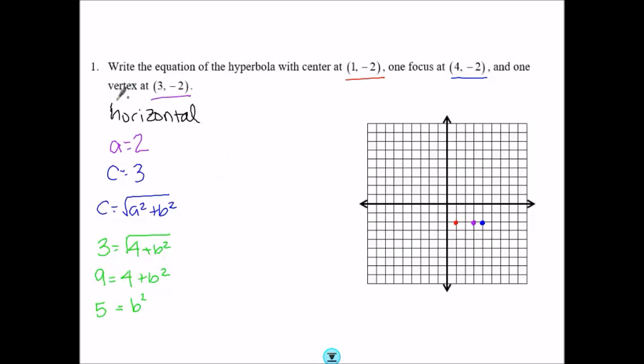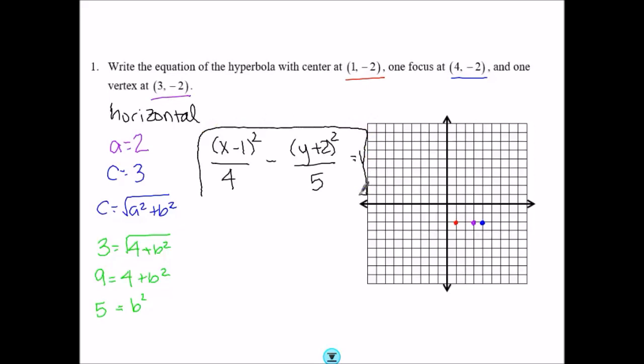So since it's a horizontal hyperbola, we know that the x term is going to be positive. So I'm going to write that first. And we have x minus h, and then we have y minus k. We know that the denominator of the positive fraction is always a squared, and the denominator of the negative fraction is always b squared. So that is our equation.